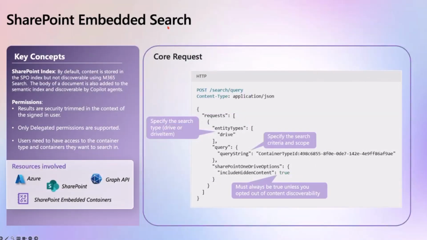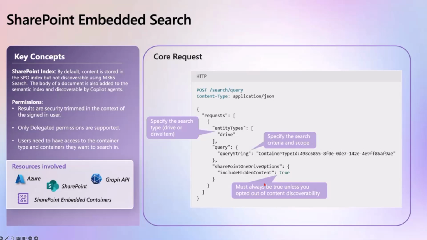All right, so a couple things on search before we go into enumeration, and then Mark's going to walk us through some demos. The core request of a search is just that. This is the post, so focus on that entity type. If it's a drive, then it's going to be a container. If it's a drive item, it's going to be documents. And you can focus that query down to a specific container, specific metadata, really whatever the KQL is that you want to focus on and get those results back. That's where that query string parameter comes into play. Include hidden content.